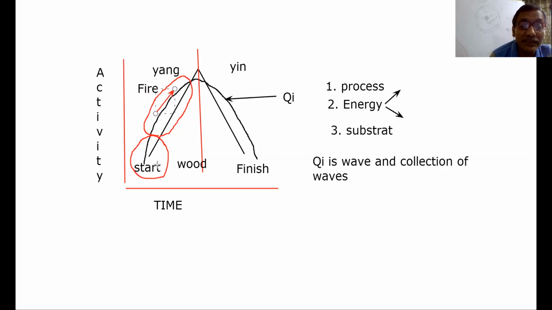Whereas wood does not have any direction. Wood can move in any direction. It can move this side, this side, this side, this side. It can move in any direction. This phase cannot be confined; it can move in any direction.